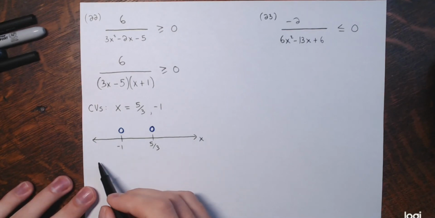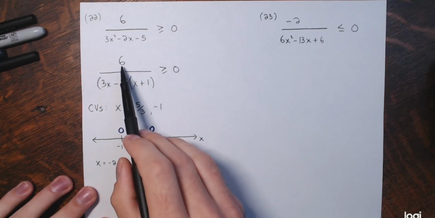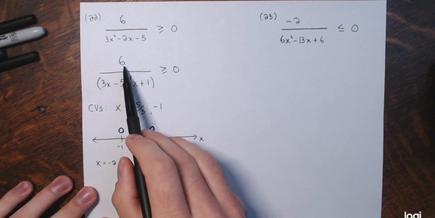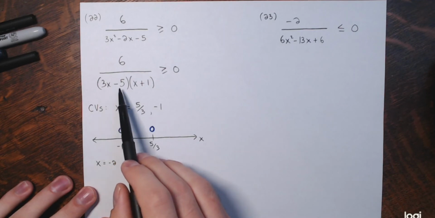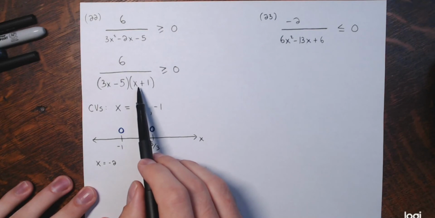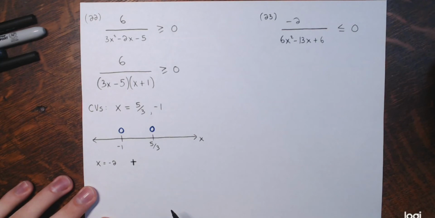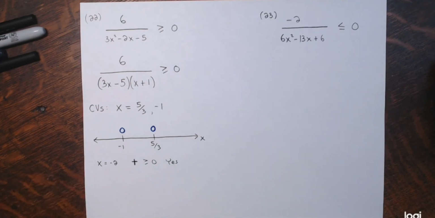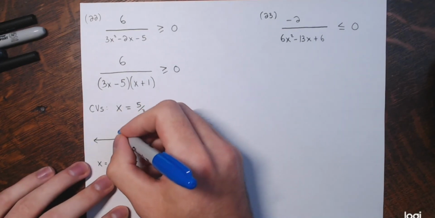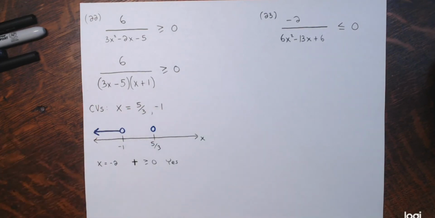So to the left of -1, how about -2? So the numerator of this fraction is always positive. This would be negative, this would be negative. You have negative times negative in the denominator, you'd have a positive in the denominator as well. Positive over positive is positive. So you'd have a positive number on the left is greater than or equal to 0, and is that true? Yeah. A positive number is greater than or equal to 0. So this interval, these numbers to the left of -1 are solutions, and I'll mark that off.